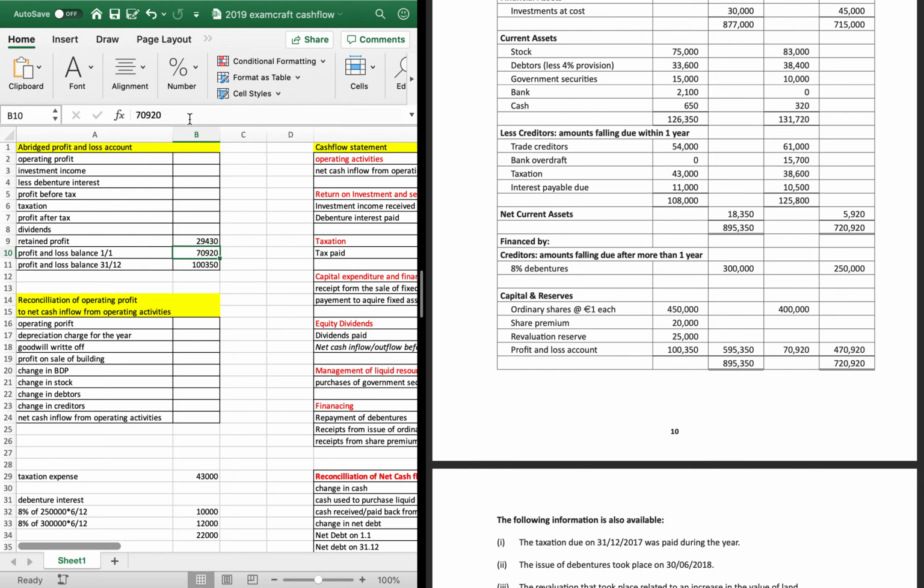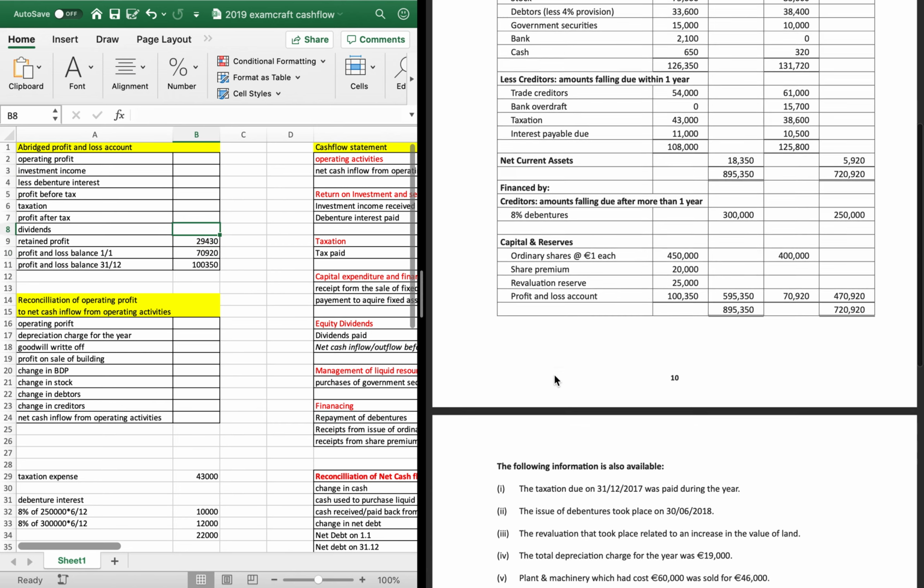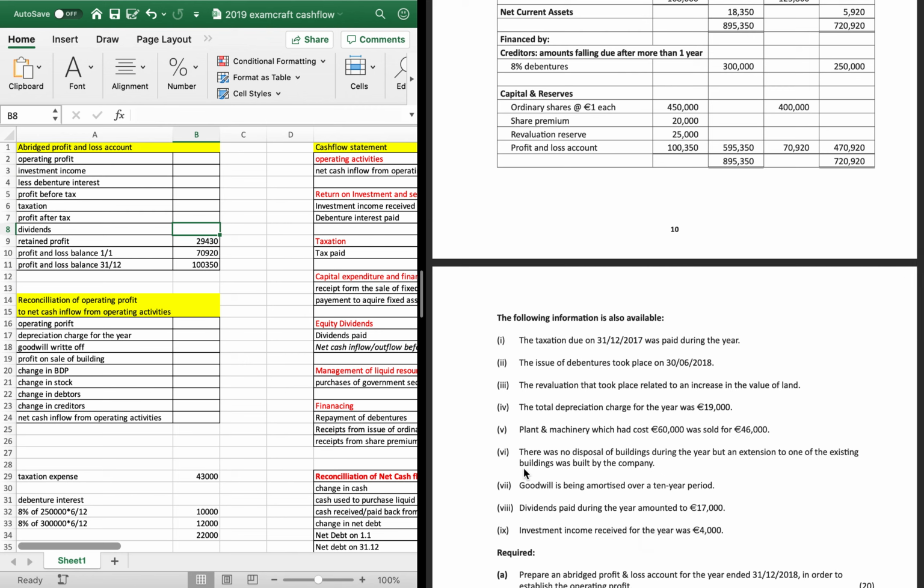Which would be 29,430. Okay. The dividends for the year, I think they were given to us. The dividends for the year were 17,000. So some number minus 17,000 is 29,430. So that's 46,430.